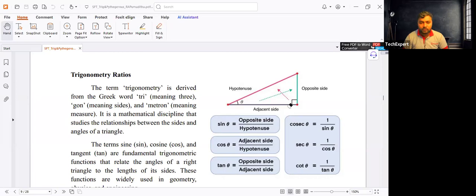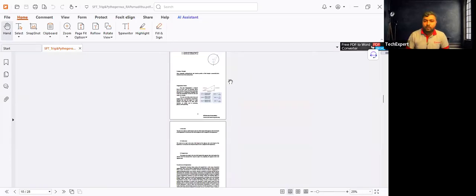Okay, then next point. If observed through the selected angle, the opposite side can be found.